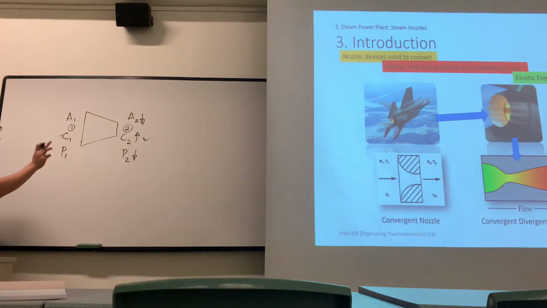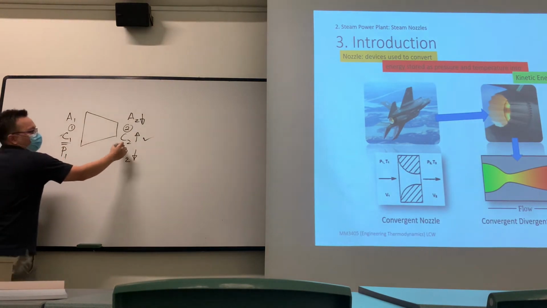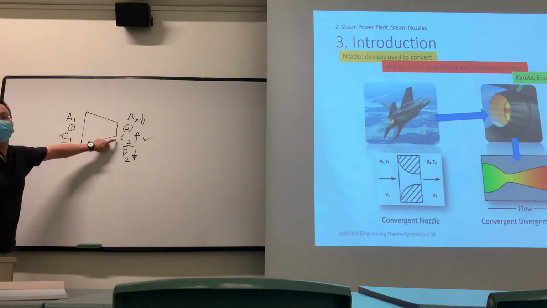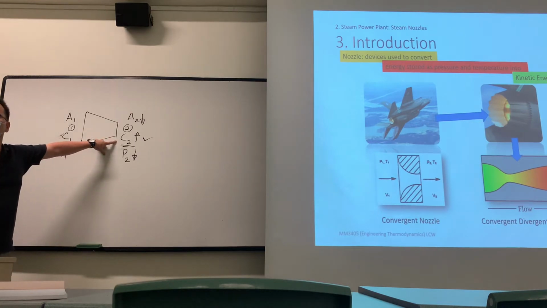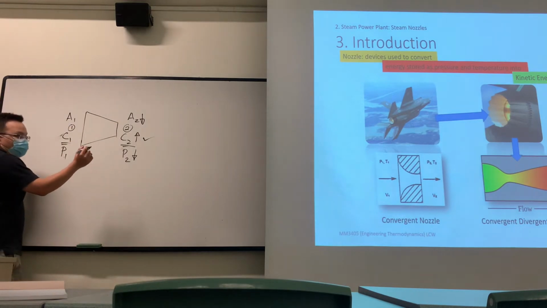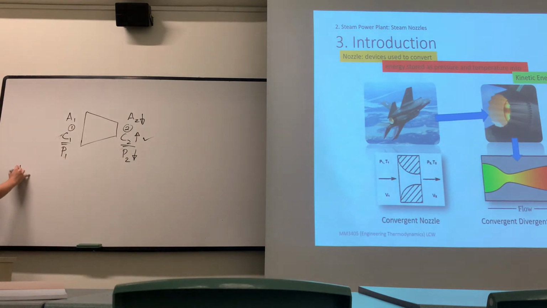First I'm going to show you why it is like that. Do you know the mathematical reason why speed increases? Because area is smaller. I'll show you the mathematics. Based on mass conservation. Mass conservation tells you what? Mass in equals mass out, right?